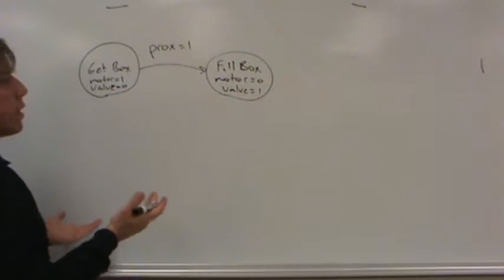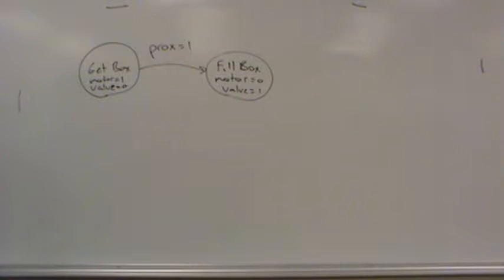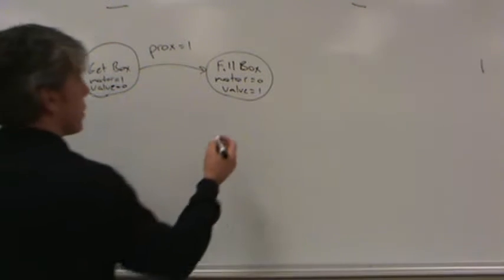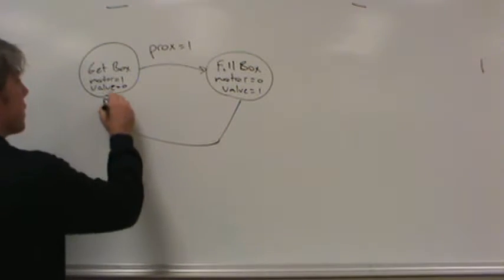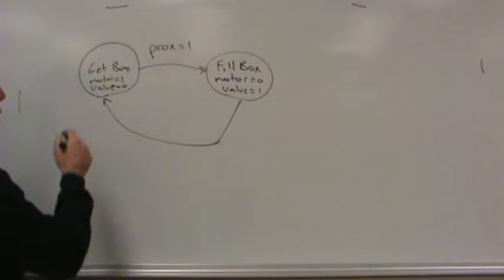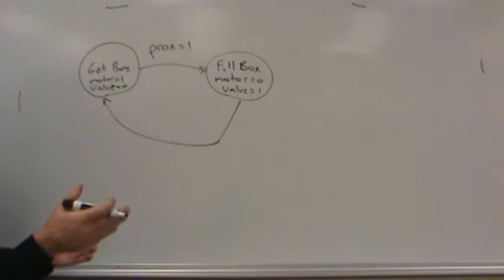Now, how do we know that the box is full? The level sensor comes on. So we're going to move out of this. What do we want to go back to, the fill box state? Or I'm sorry, the get box? No, we have to clear the box, right?